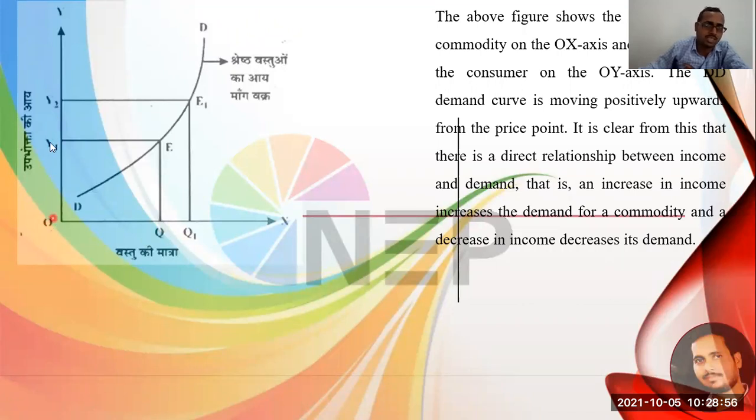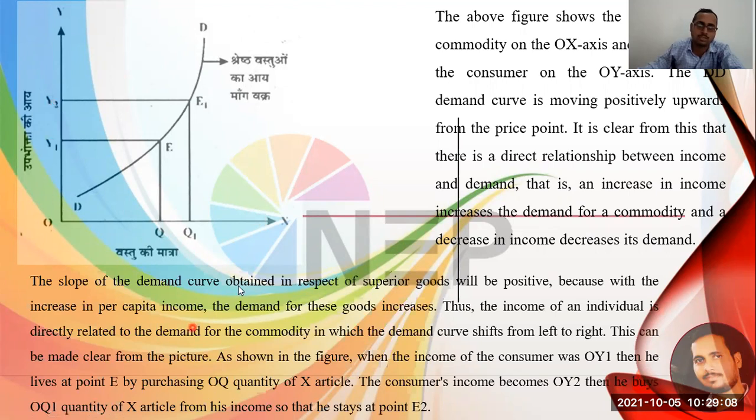Due to increasing the income from OY1 to OY2, the demand of the commodities is increased from OQ to OQ1. It means due to increasing the income of the consumer, the demand of the consumer also increases. So we can say the positive slope is shown here. The slope of the demand curve is positive for the superior commodity. So if the income of the consumer increases, then the demand of the superior commodities also increases. Now see the content.